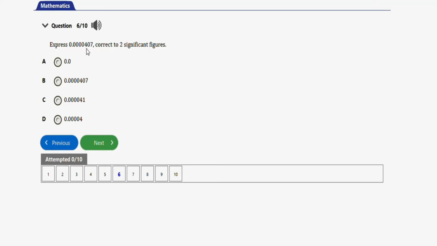So the first significant figure here is 4. Second one here is 0. So we are asked for 2 significant figures. So this 7 after 0 is up to 5. We round it off as 1 and put it in this 0. So it will now be 0.000041. Right option to this question is option C. Okay, next question will be this one.